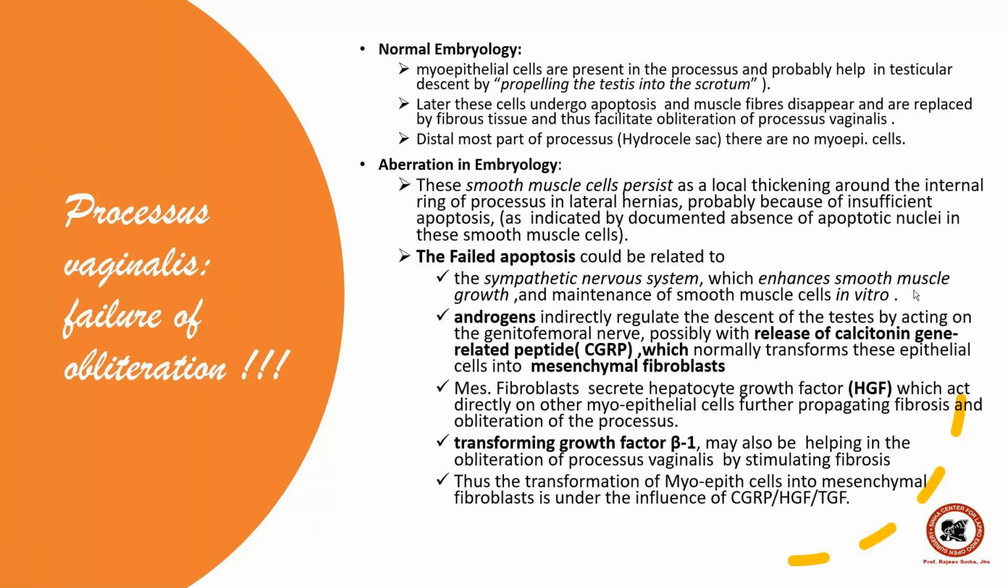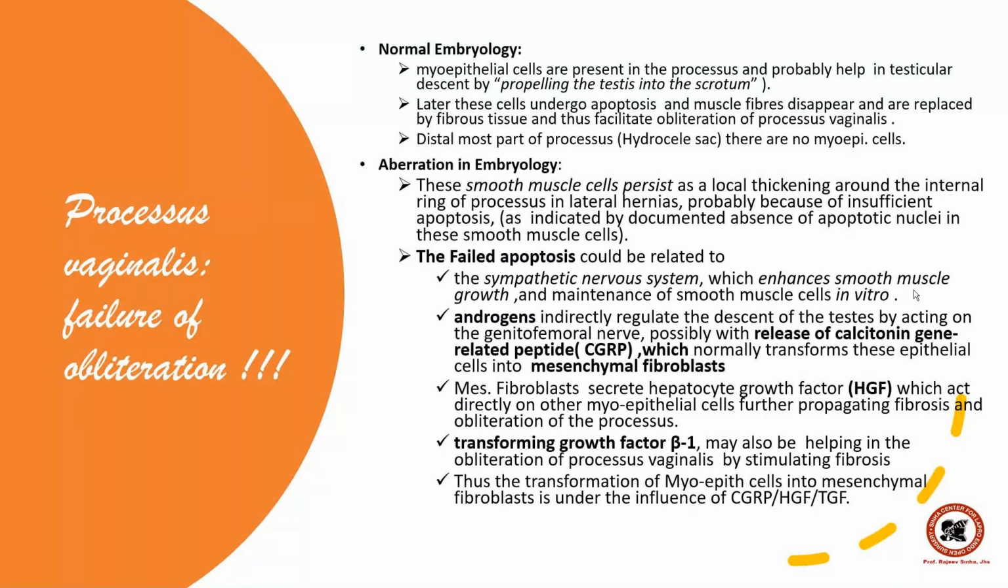Now, this is the normal embryological development, but there has to be something abnormal. So, what is the aberration in the embryology which leads to the genesis of a patent processus vaginalis even after birth? Now, these smooth muscle cells probably may be persisting for a long period of time, leading to a local thickening around the internal ring. And if there's thickening around the internal ring, it does not allow the processus to close down, right?